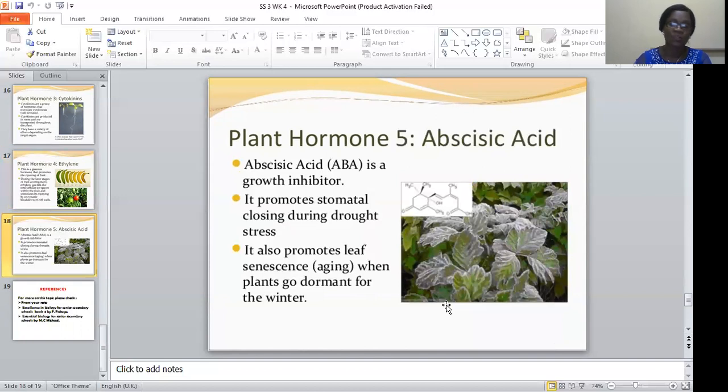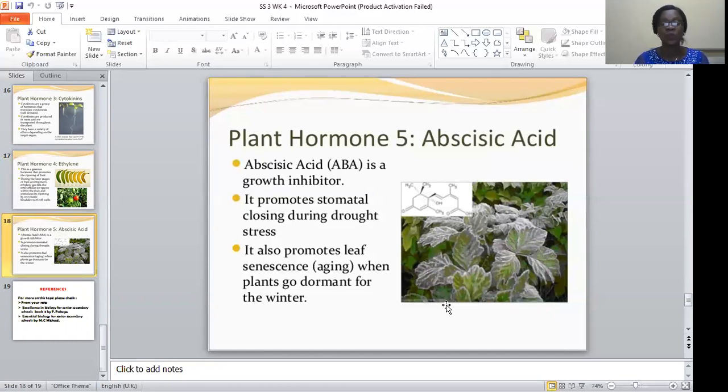Now let's see the last one. The last one we are going to be talking about on plant hormones is abscisic acid. Abscisic acid is a growth inhibitor. It promotes stomata closing during drought stress. Yes, it's very good in that area, and it also promotes leaf aging when plants go dormant for the winter.